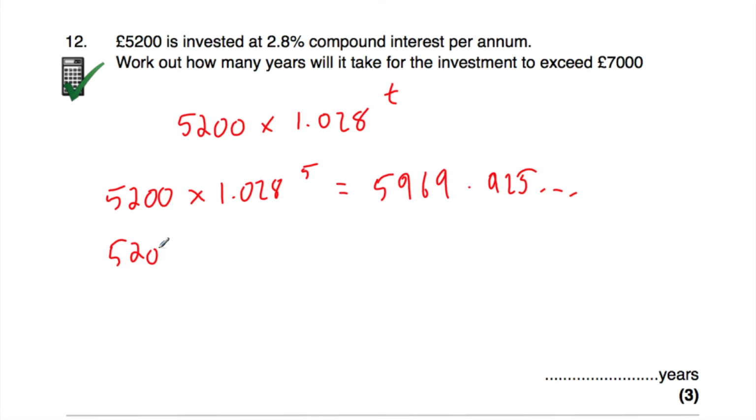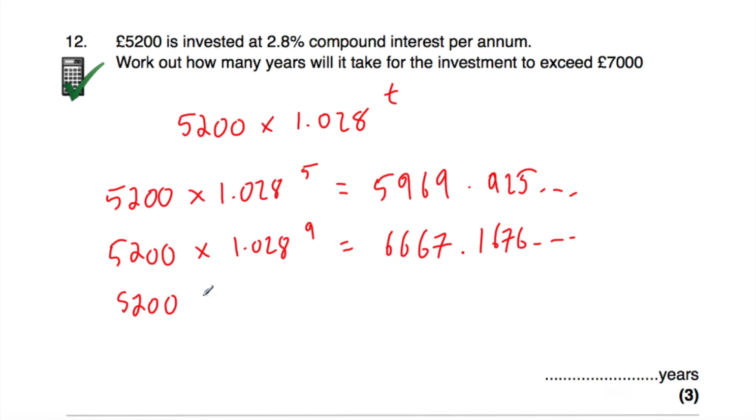So 5,200 multiplied by 1.028 to the power of 9. And when we do that, we get an answer of 6,667.1676 and so on. And again, that's not exceeding 7,000. So let's now try it to the power of 10. So 5,200 times 1.028 to the power of 10. If we change the power from 9 to 10, we now get 6,853.84 and so on. So again, not exceeding 7,000.